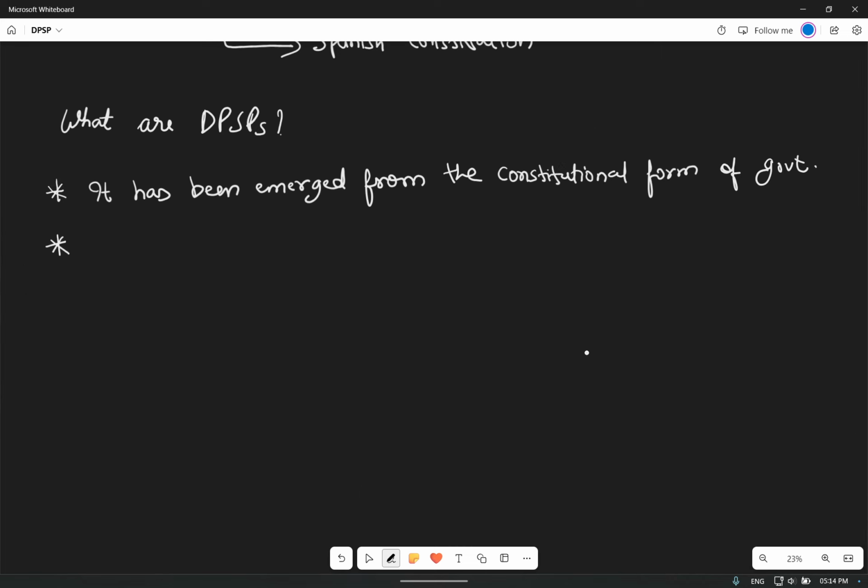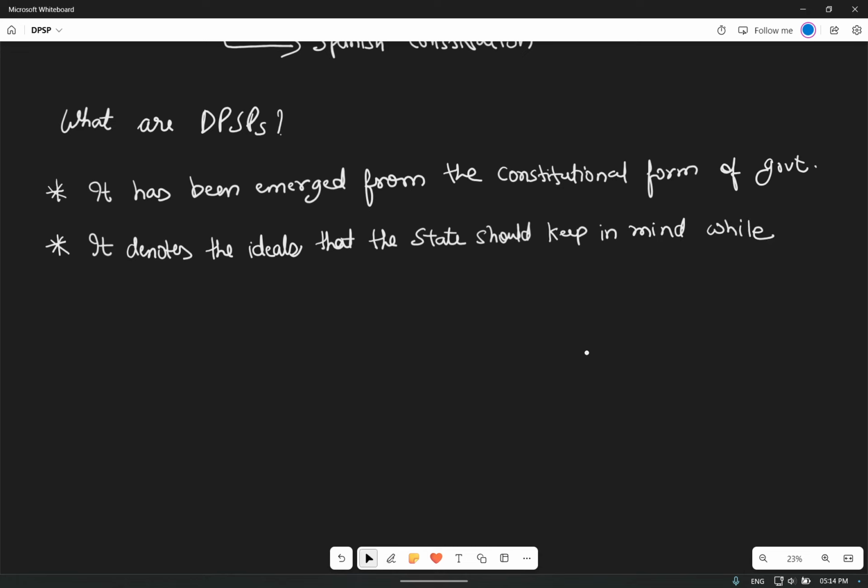So this DPSP denotes the ideals that the state should keep in mind while formulating policies and enacting laws.